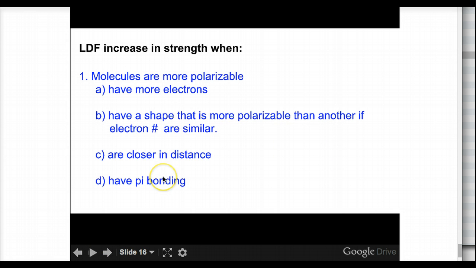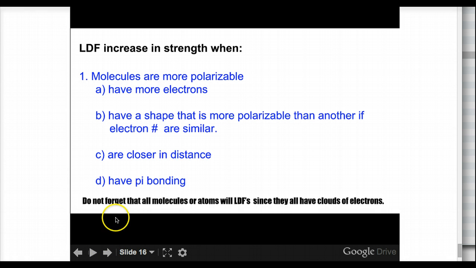So LDFs increase in size when the molecules are more polarizable. Polarizable means they have more electrons, or they have a shape that is more polarizable, or the electrons are closer in distance and have pi bonding. Pi bonding occurs if you just have more electrons outside the plane.